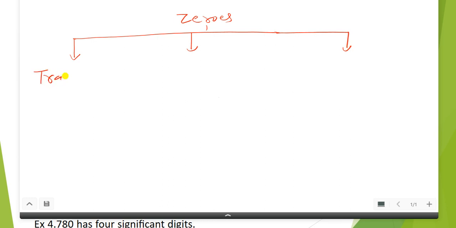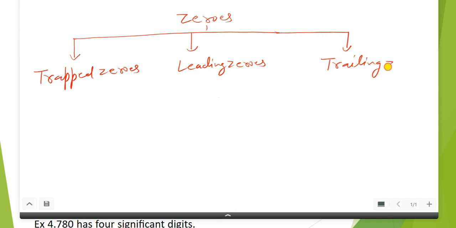The first one is the trapped zeros, the second one is the leading zeros, and the third one is the trailing zeros. Trapped zeros are always significant, leading zeros are insignificant, and trailing zeros are significant.